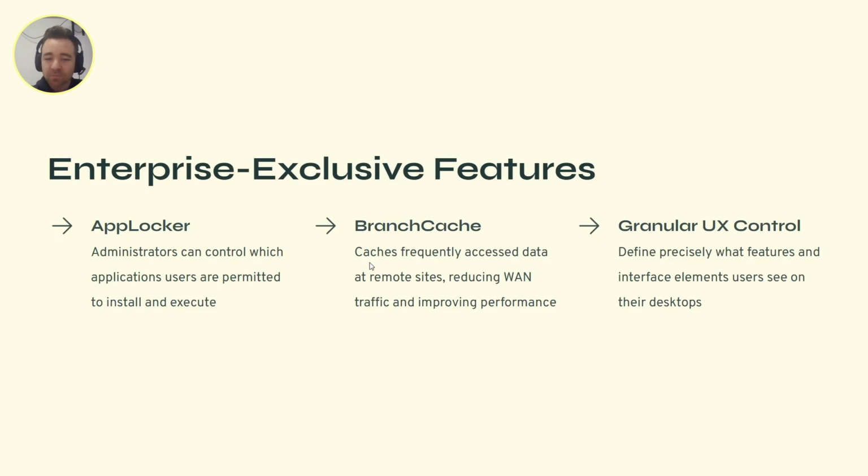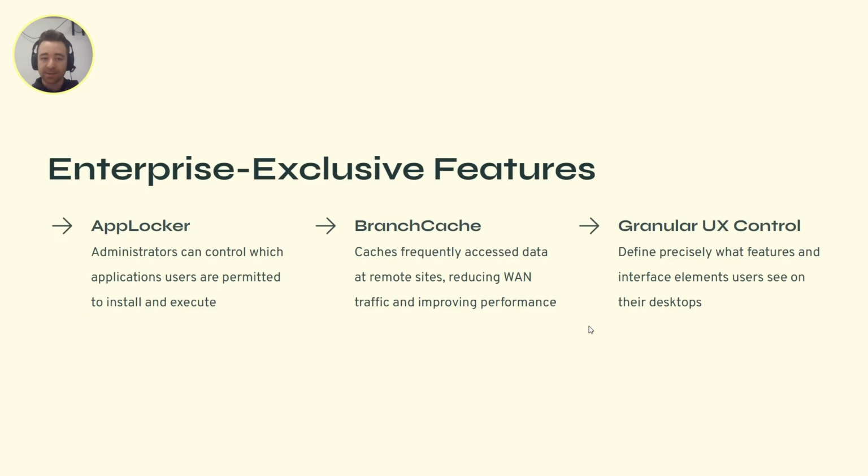Branch cache is something that caches frequently accessed data at remote sites, reducing wide area network traffic and improving performance. So instead of always having to go all the way out here to access that data, branch cache will say, oh, you're accessing this data a lot. We're just going to store this data over here. So now whenever you need to access it, you just go here, and it's so much quicker, right? In an enterprise environment, I'm sure you can see how that would be very useful. Additionally, it has granular user experience control, granular UX control. So you can define precisely what features and interface elements users see on their desktops.